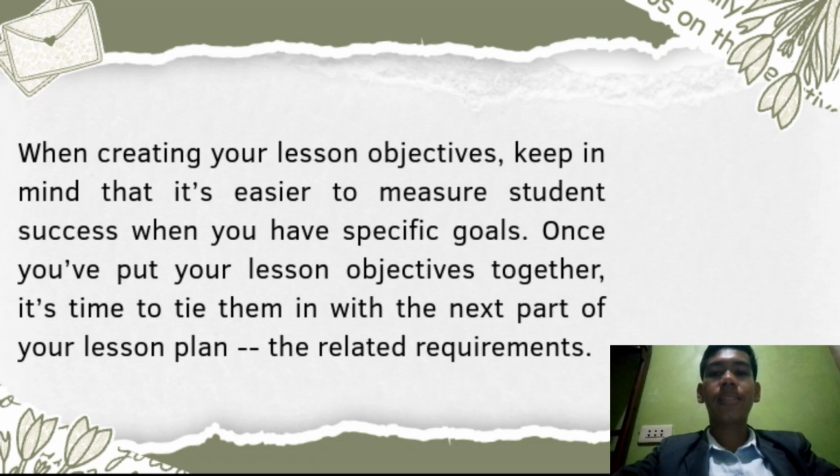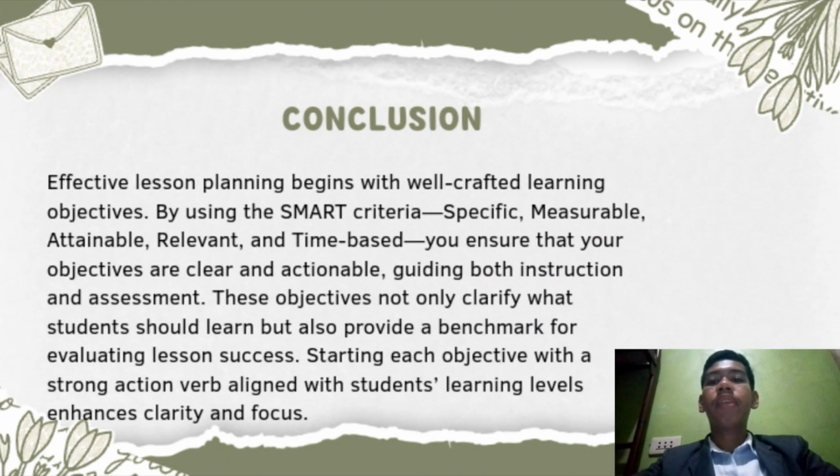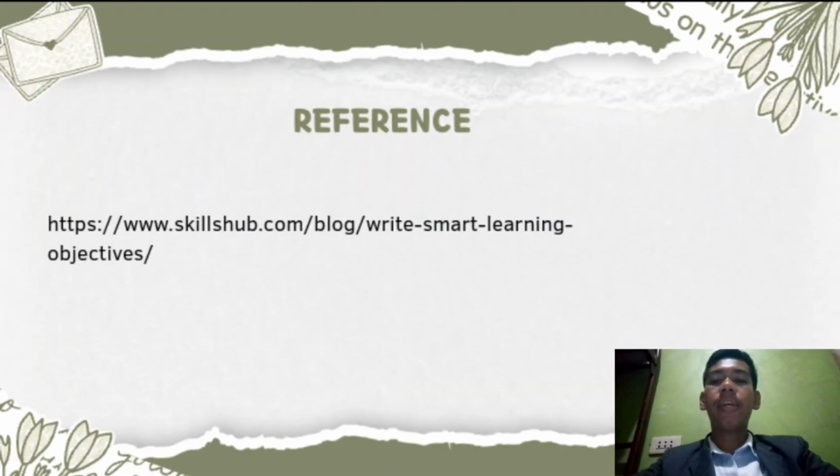contributes to student success. So my conclusion is, effective lesson planning begins with well-crafted learning objectives by using the SMART criteria: specific, measurable, attainable, relevant, and time-based. You ensure that your objectives are clear and actionable, guiding both instruction and assessment. These objectives not only clarify what students should learn, but also provide a benchmark for evaluating lesson success. Starting each objective with a strong action verb aligned with students' learning levels enhances clarity and focus. So here is my reference.